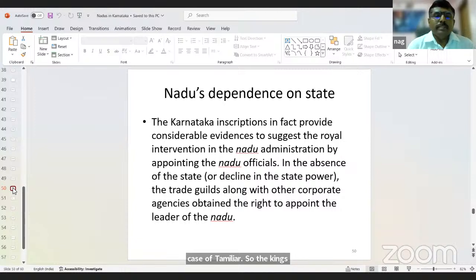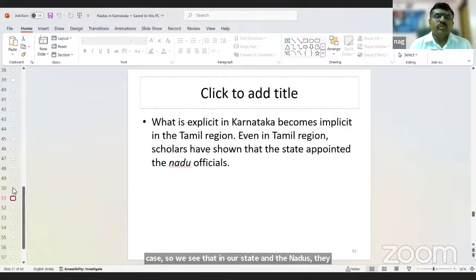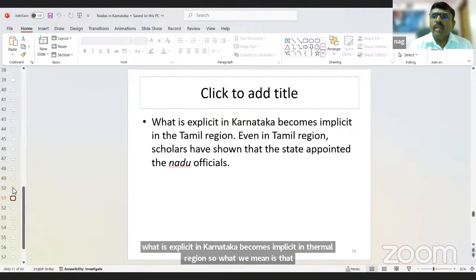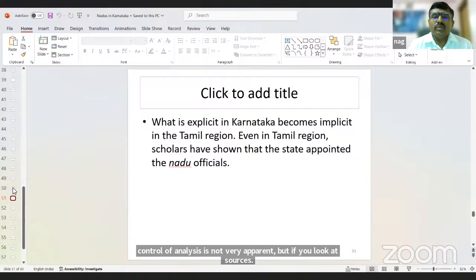So there was some kind of royal intervention in the case of Karnataka. That is what we can find here. So we see that the state and the Nadus worked together. We cannot say that the Nadus were exactly autonomous institutions in Karnataka. What is explicit in Karnataka becomes implicit in the Tamil region. What we mean is that in the Tamil region, the state control of the Nadus is not very apparent. But if you study the sources very closely, we find some attempt of the state to control the Nadus.